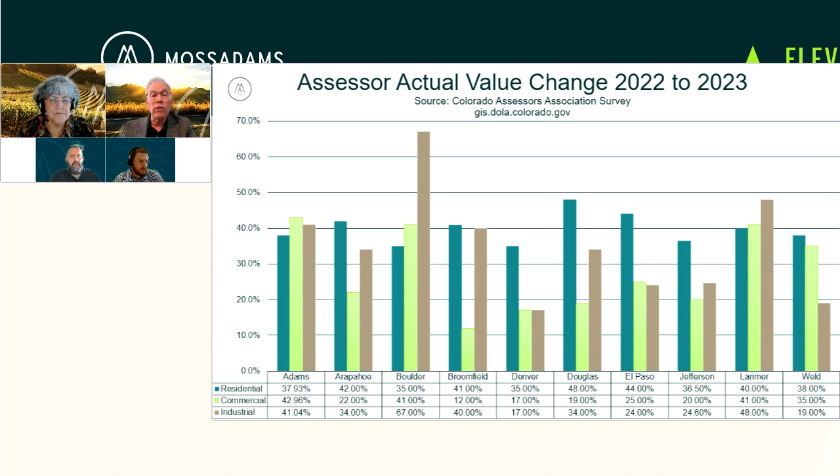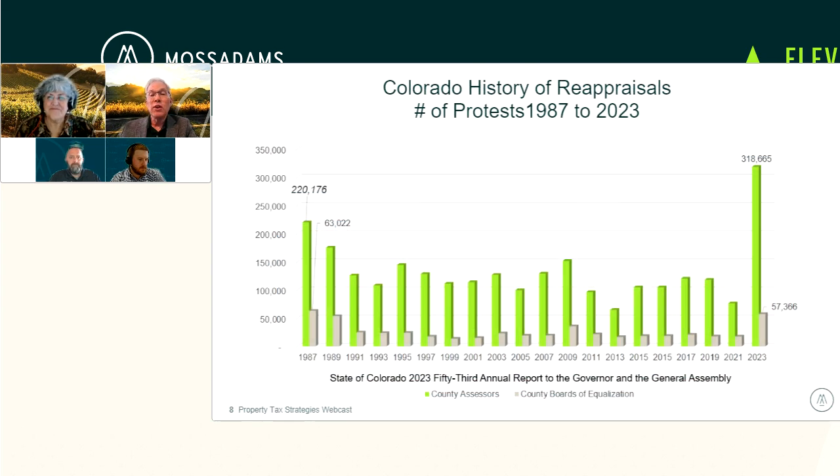So what was the result of all that? Well, in 2023, this graph shows by reappraisal year how many assessment appeals were filed. And if you look at 1991 through 2021, it averaged about 100 to 150,000 assessment appeals per year. 2023, that more than doubled. So people saw those increases, got a little excited, and said, I don't think so, and they filed appeals.